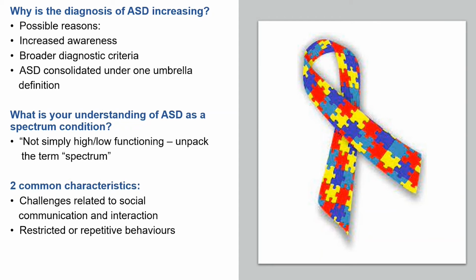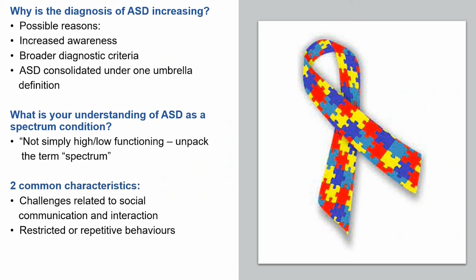And then we find in our research, when we work with schools, that teachers' understanding of autism as a spectrum condition is quite limited, and instead teachers tend to simply look at high functioning learners who need low support. Usually that's the assumption. And then low functioning learners who need high levels of support.